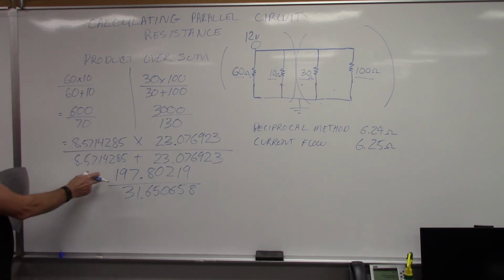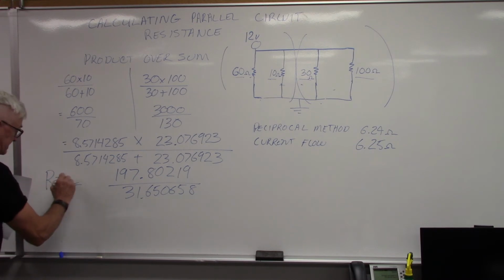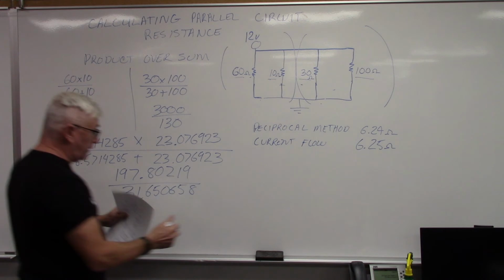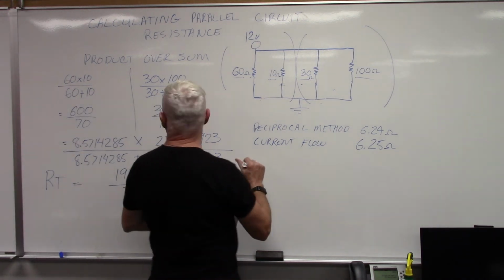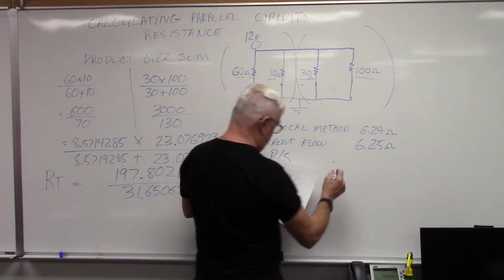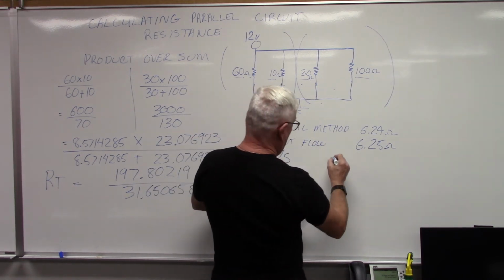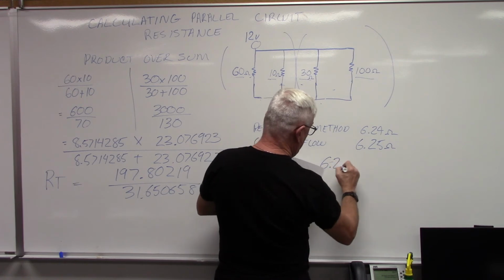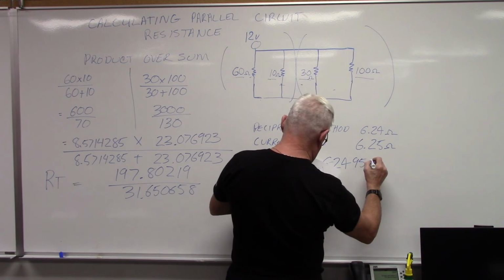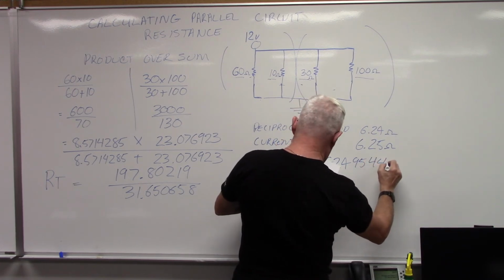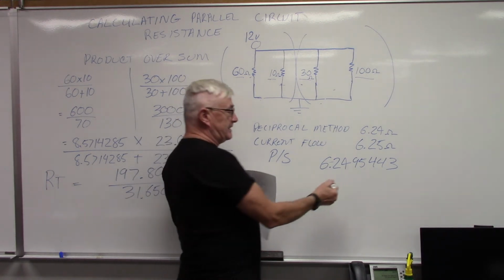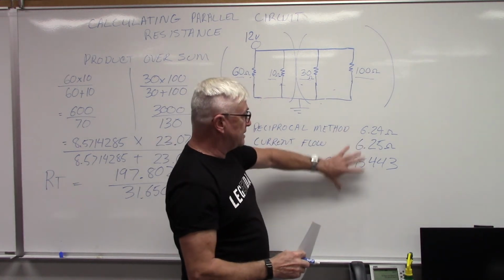So when we do this, we are going to end up with our resistance total, because we have boiled this down now until our final answer. And our final answer, and I'm going to put it over here, just because we're using product over sum, and this we come out with an answer of 6.2495443.